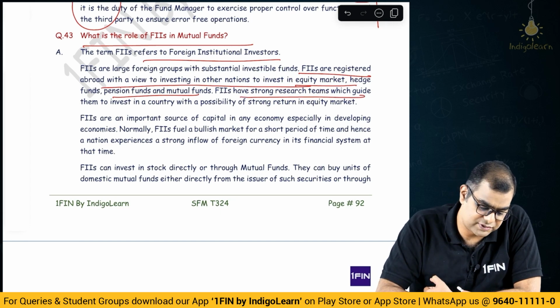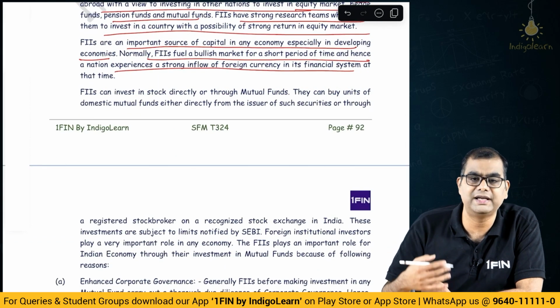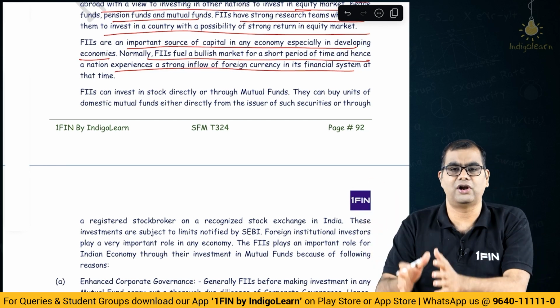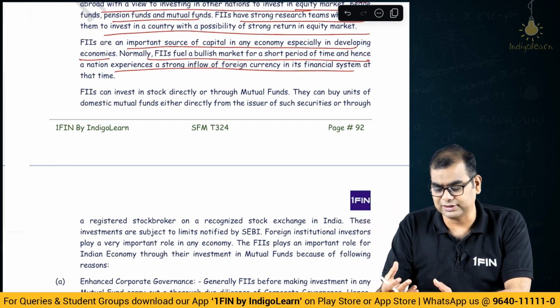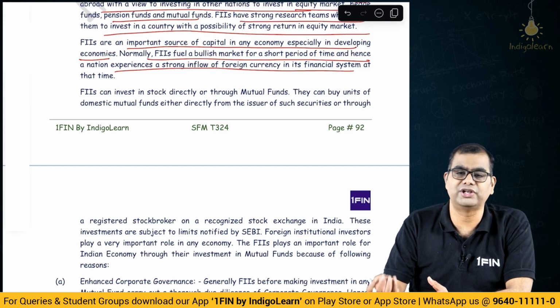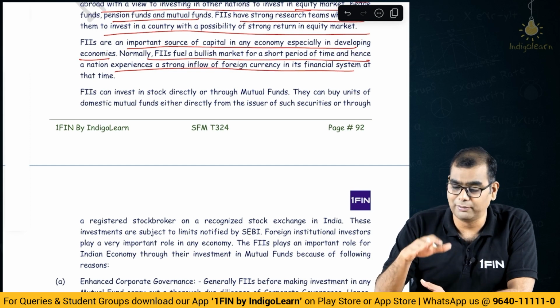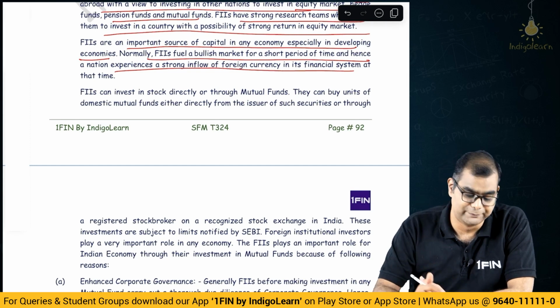They have strong research teams which guide them to invest in a country with the possibility of strong return. They are an important source of capital in any economy, especially in developing economies. Normally, FIIs feel bullish about a market for a short period of time, and hence a nation experiences a strong inflow of foreign currency in its financial system at that time. So basically, when FIIs invest, suddenly they put in a lot of money. So, at some point of time in Indian markets, whenever FIIs used to invest, Nifty used to go up, and the rupee used to appreciate. It was a very, very standard phenomenon. Now, because there are a lot of flows, that doesn't happen. Right?